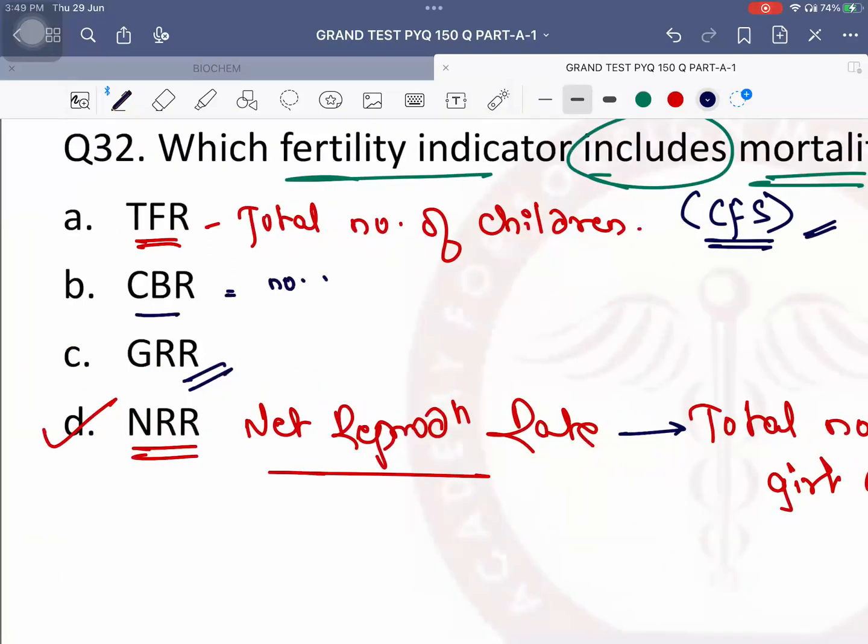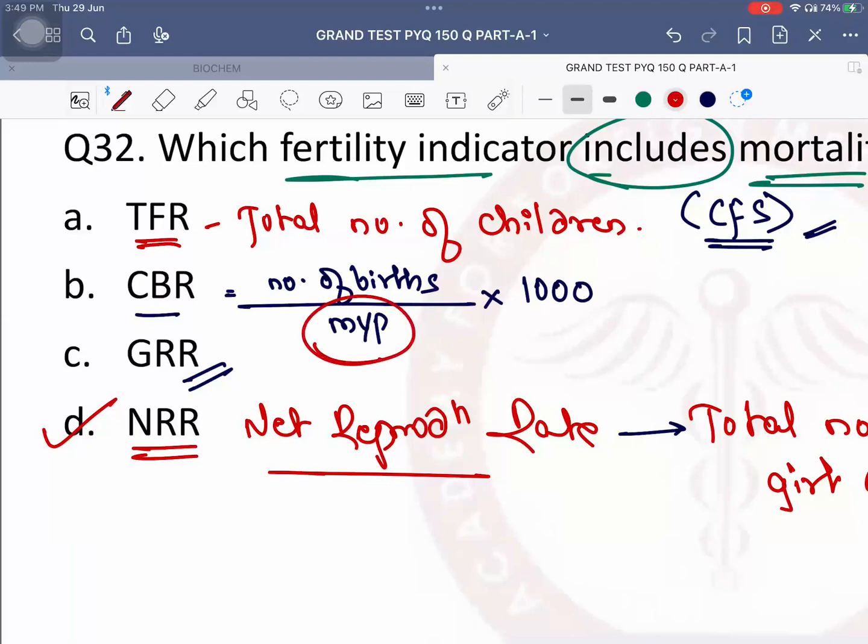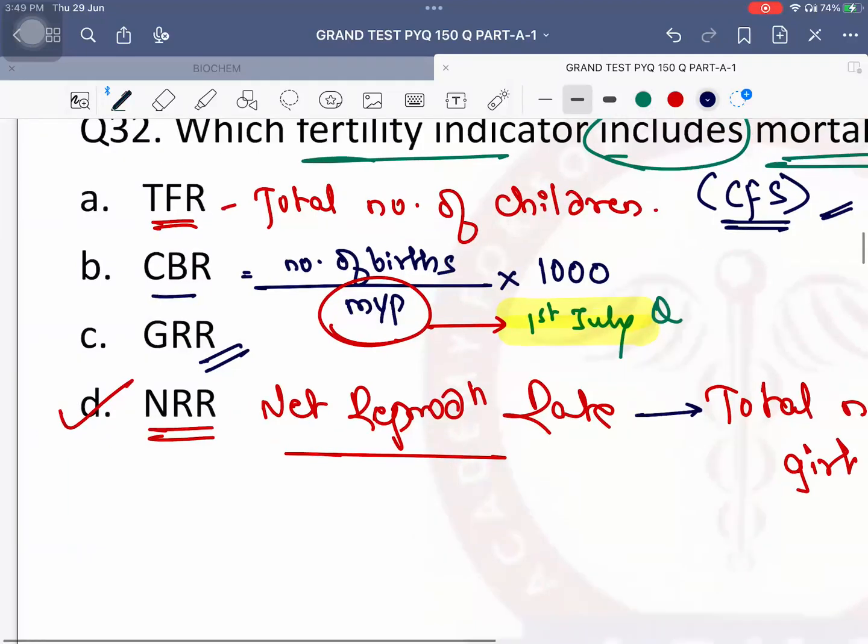Number of births, number of the total births upon total mid-year population into 1000. Now I told you this because I needed this answer. Mid-year population is calculated every year on 1st of July, that is National Doctors Day. So important is this twice repeated exam question. Please remember that mid-year population every year is calculated on 1st of July. No problem with this.